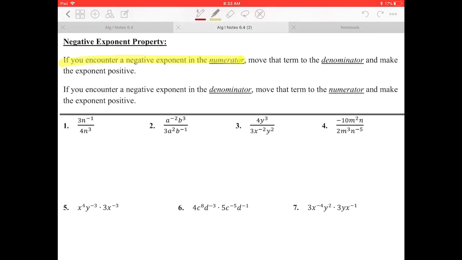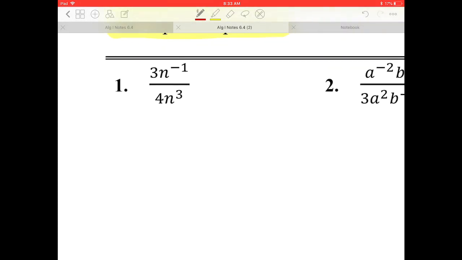If you encounter a negative exponent in the numerator, top, move it to the bottom, the denominator, and then magically it becomes positive. Okay, so just by simply moving an exponent and variable, it's magically going to become positive. Okay? If you encounter a negative exponent in the denominator, move that one to the top, and again, magically becomes positive. So I call it cross the line, flip the sign. See, I like cute little rhyming things.